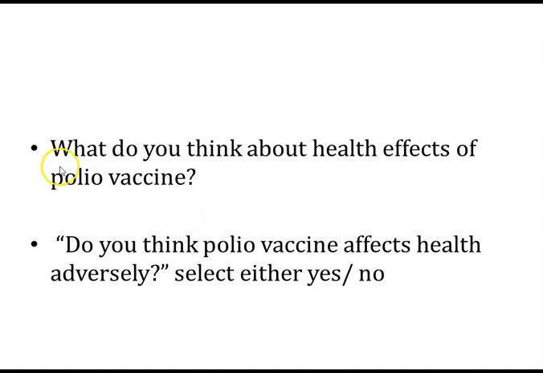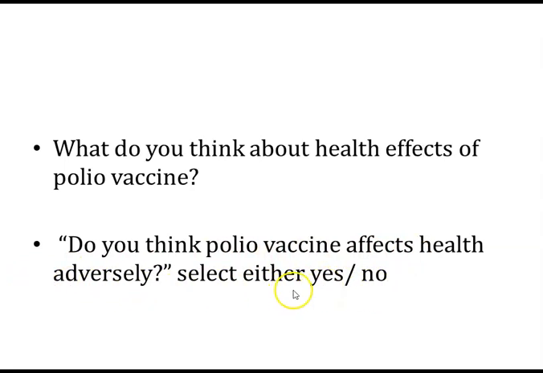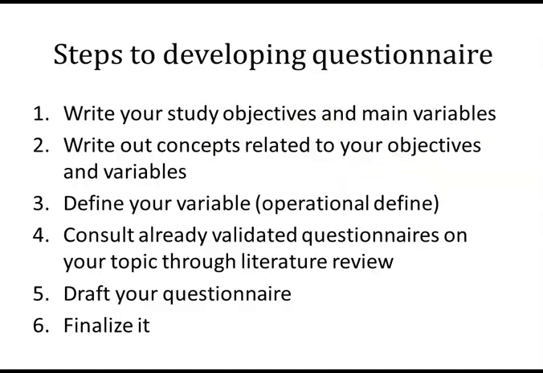For example, the question is, what do you think about health effects of polio vaccine? Now we have given no options here, and the respondent can write any answer. The next question is, do you think polio vaccine affects health adversely? Select either yes or no. So we limited the answers to either of these two options. This is now a close-ended question, and this one is the open-ended question.